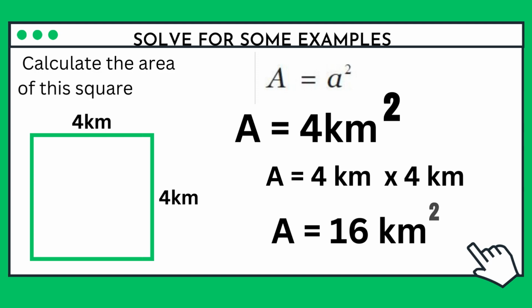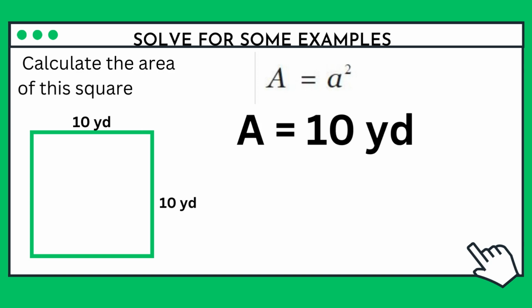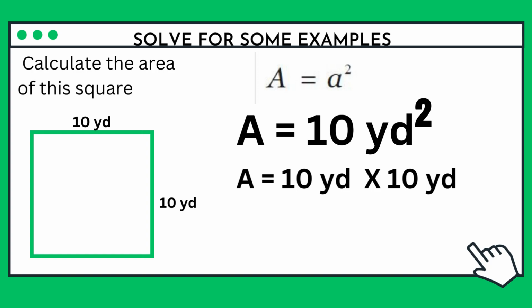So, next is calculate the area of this square. The side is 10 yards. So, given a is equal to 10 yards. Formula, A is equal to a squared. So A is equal to 10 yards times 10 yards. That would be, the area would be 100 square yards.